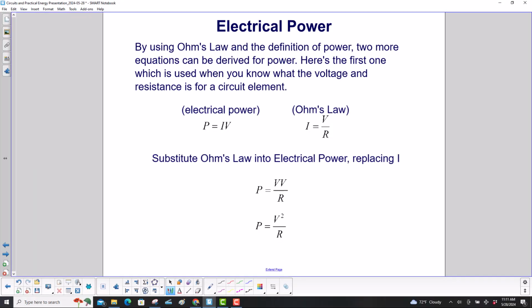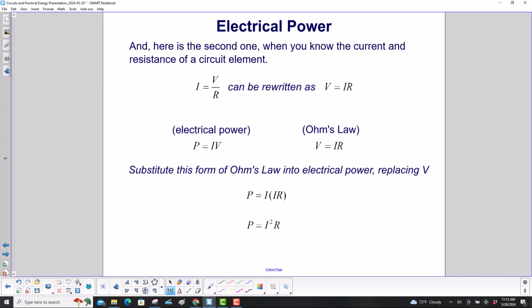By using Ohm's law and the definition of power, 2 more equations can be derived for power. Here's the first one, which is used when you know what the voltage and resistance is for a circuit element. Here's our power equation, here's Ohm's law. Substitute Ohm's law into electric power, replacing I. So I is equal to V over R. So see right here you have the I. We put V over R in there, just like that. Multiply it out, and we get power is equal to V squared over R.